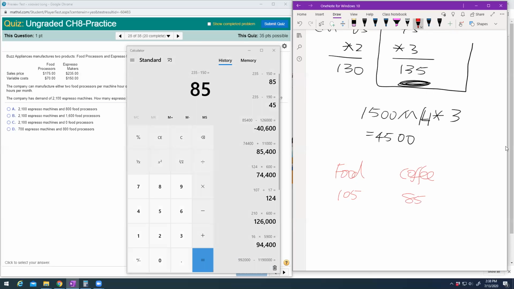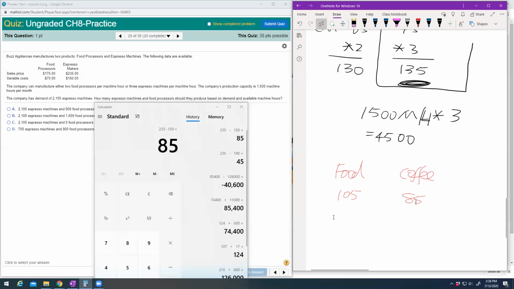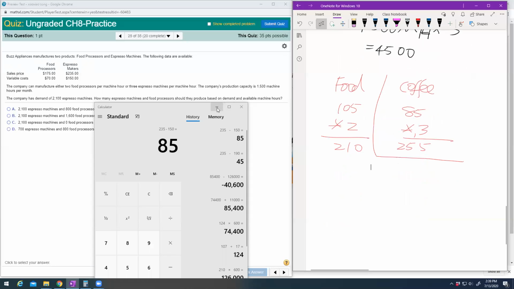Then you can produce 2 or 3, still 2 or 3. So we multiply 105 times 2, which gives us 210, and 85 times 3, which gives us 255. So we should focus on the coffee. And you have 1,500 machine hours in total.